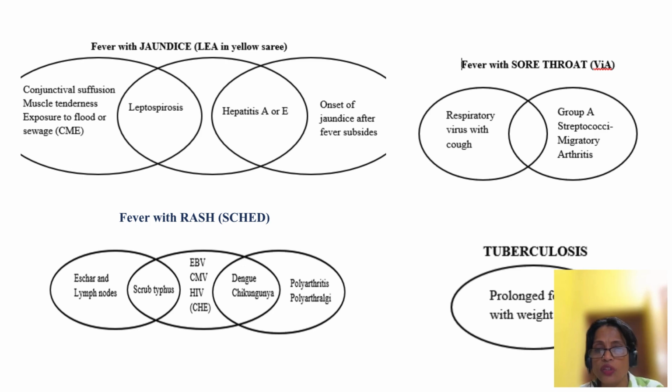Now we have one more thing. A patient with prolonged fever with weight loss, we have to keep tuberculosis in mind. Usually tuberculosis is not of acute onset, but sometimes, very rarely, it can have an acute onset. So because it's very common in our country, we have to keep tuberculosis as a differential diagnosis for almost every kind of syndrome.